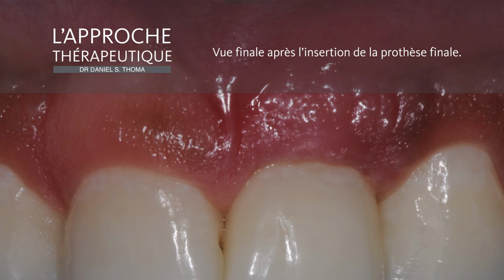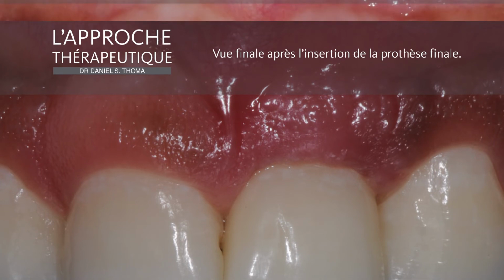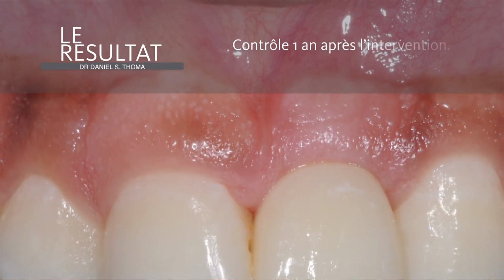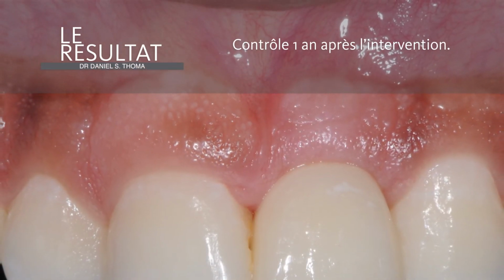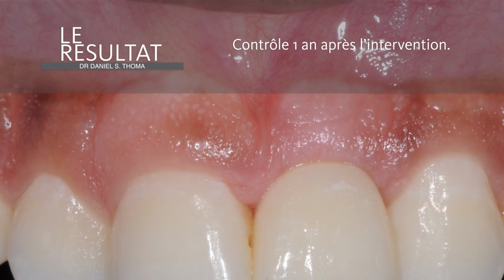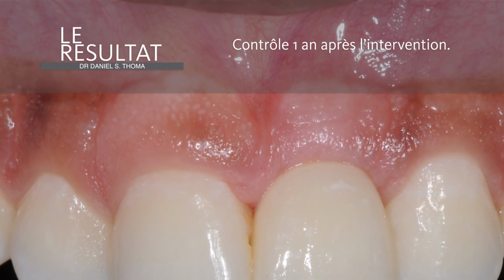and directly veneered ceramics. The final view 1 year after the insertion of the final reconstruction shows very pleasing aesthetic outcomes. Also, the patient is happy and the periimplant tissues are healthy. No bleeding on probing can be observed.